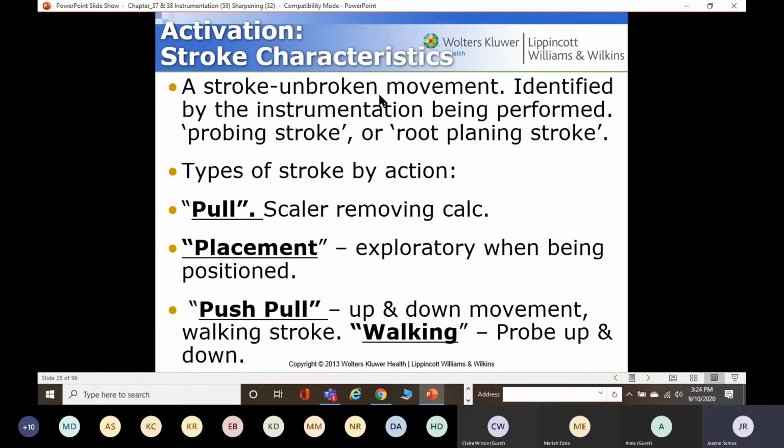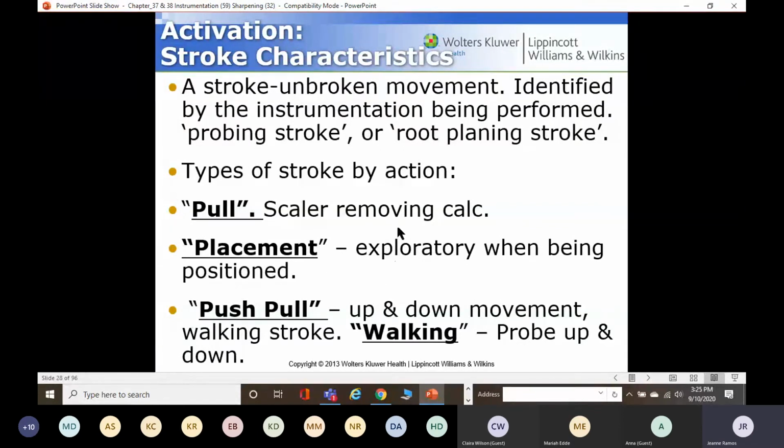A stroke is unbroken movement, identified by the instrumentation being performed. So you have a probing stroke, which is your walking stroke you would do with a probe, or a root planing stroke. The types of stroke by action: you have a pull stroke, a scaler removing calculus, and a placement or exploratory stroke when being positioned.